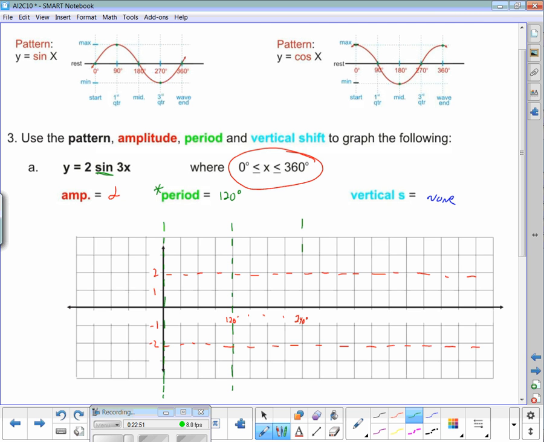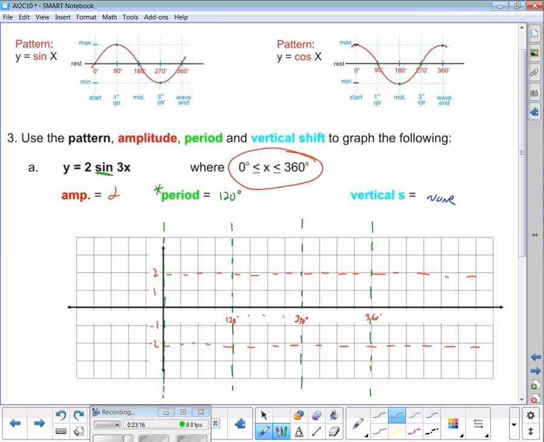I'll put another vertical line there. And then we've got to go all the way to 360, so I'm going to go 4 more. 1, 2, 3, 4. And that's the 360 mark. And again, I'll put a vertical line right there. All right, so off the pattern, you should know how to graph the sine.